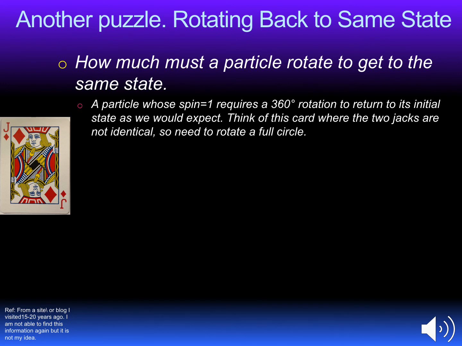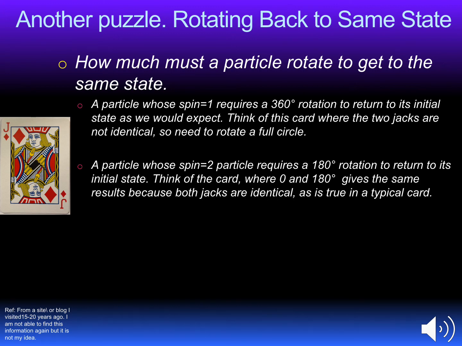So if we think of this card on the left where the two queens are not identical, it needs to rotate a full circle. Now, a particle whose spin is equal to 2 requires only 180 degrees of rotation to return to its initial state. And in terms of the card, 0 and 180 degrees would give the same result because both queens are identical. So if you flipped it 180 degrees, nobody would be able to tell the difference between 0 and 180 degrees.